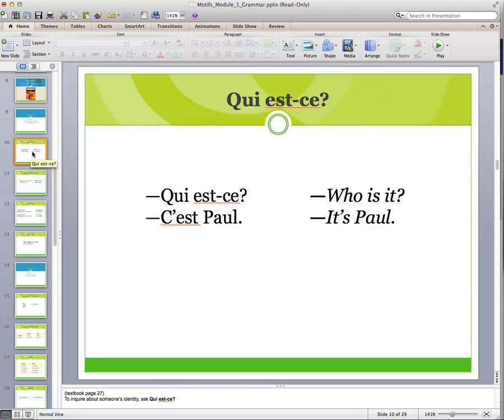To ask who it is, we simply ask, qui est? Now, this is a little confusing for English speakers at first because it doesn't look like what it sounds like. Unfortunately, this kind of is something we have to get used to in French. The question qui est is spelled Q-U-I-E-S-T-C-E. All of that boils down to qui est. The answer, c'est Paul.